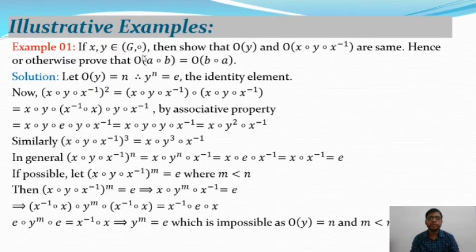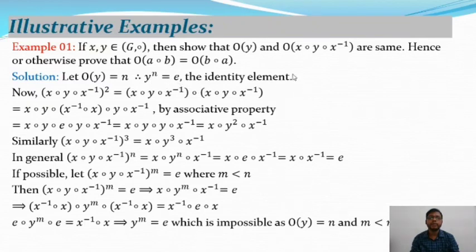If x, y belongs to G, composition, so here G composition is a group, and then from this we will prove that the order of y and the order of x composition y composition x inverse are the same. So let us consider order of y is equal to n. So from the definition of order of a group, we have y to the power n is equal to e. So e is the identity element.